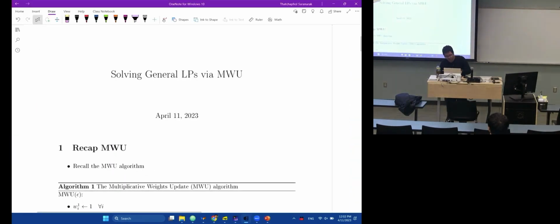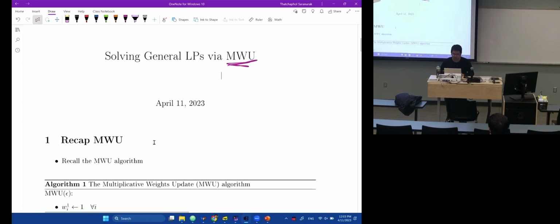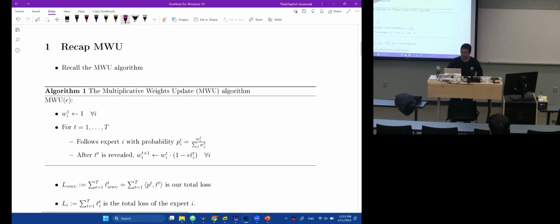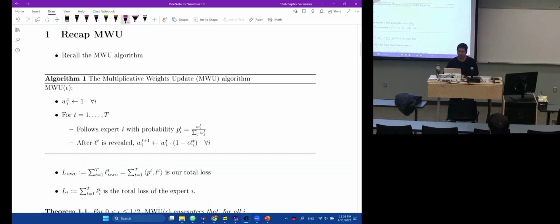What we will do today is to see the power of multiplicative weight update. This is like a warm-up, basically. And the warm-up is already quite powerful, which is to solve any LP, approximately. So let's recall what is weight update, right?